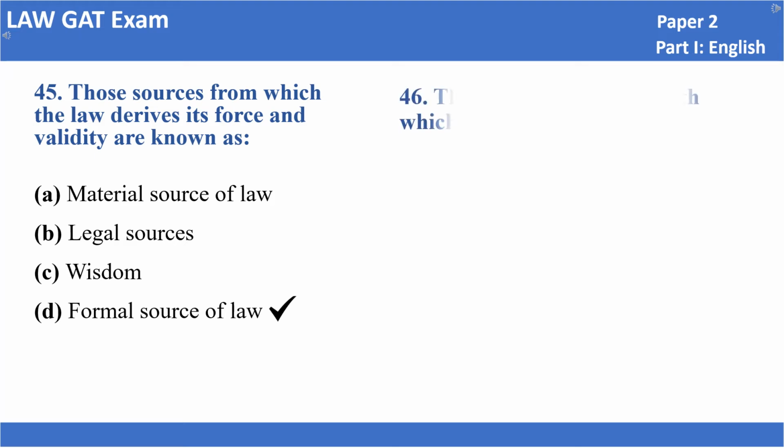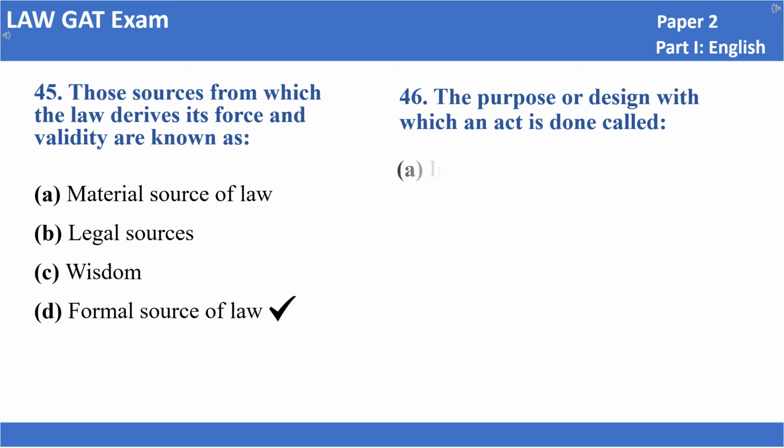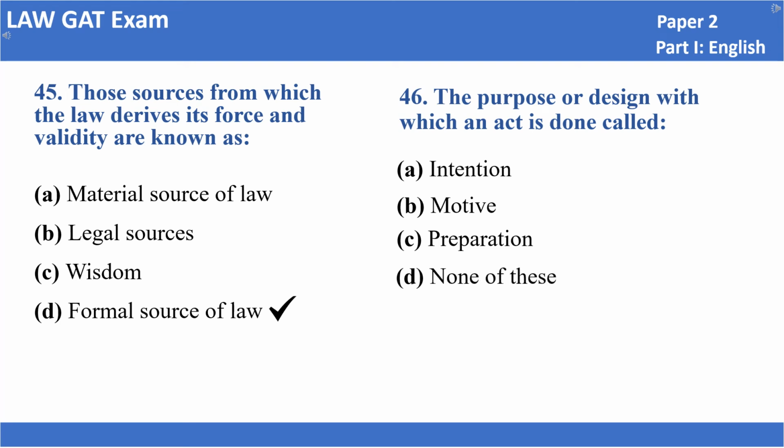The purpose or design with which an act is done is called, is it option A, intention, option B, motive, option C, preparation, or is it option D, none of these? The correct answer is option B, motive.